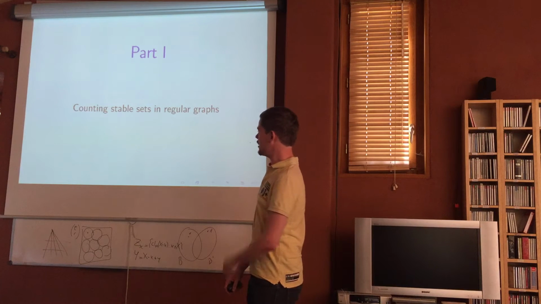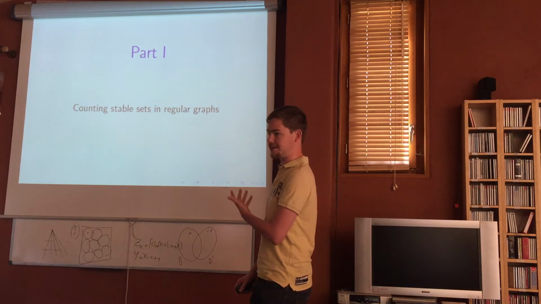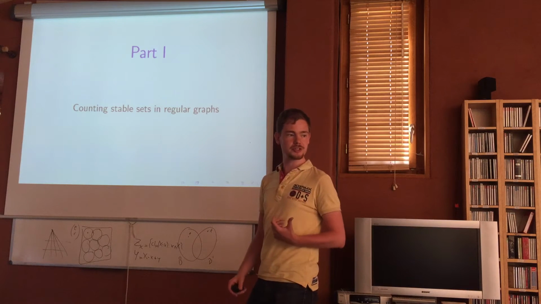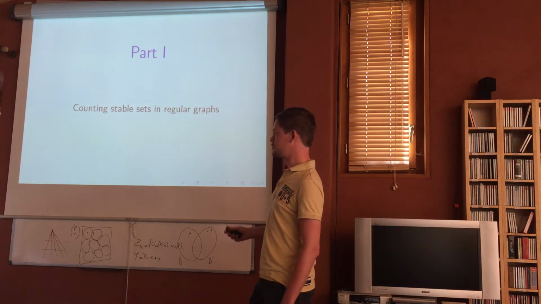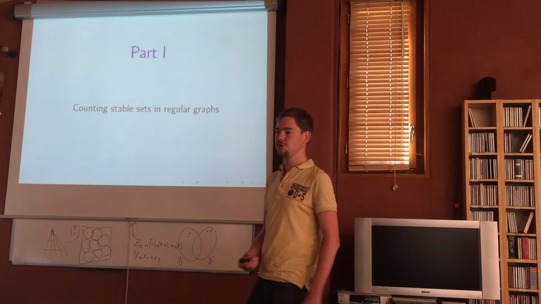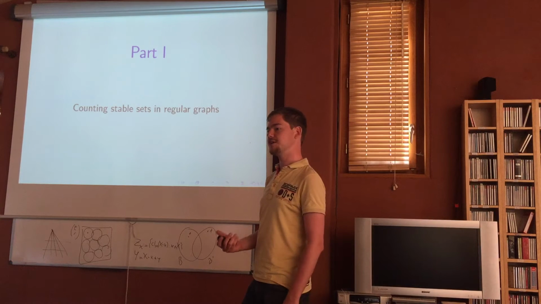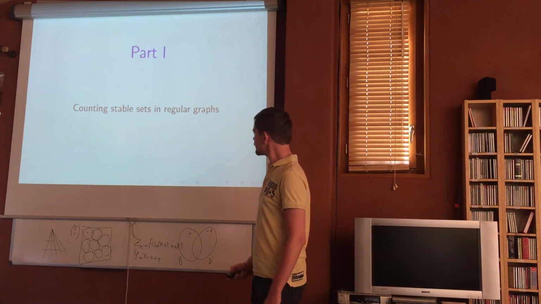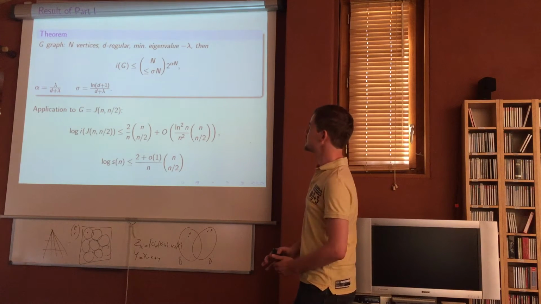So let's first try to count the stable sets in regular graphs. Rudy already mentioned that the Johnson graph is a regular graph. The result that we get works for general regular graphs, and then we apply it to the Johnson graph to find an upper bound on the number of sparse paving matroids. So that's basically what this slide says.